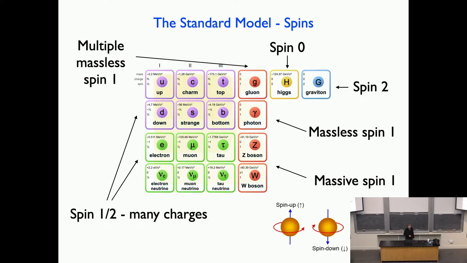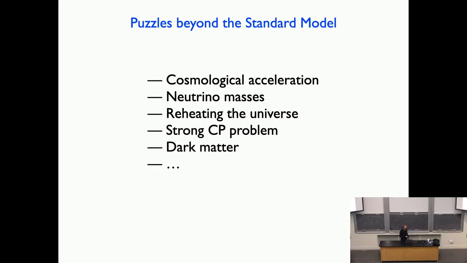And so we know that this picture explains a fantastic range of phenomena, and essentially all phenomena in the lab, up to some corrections that may or may not be there, but a fantastically successful picture of the world. Now let me highlight some points that I will discuss today, which are puzzles beyond the standard model. These are just 5 points that I find particularly interesting. There are many others you could add to the list.